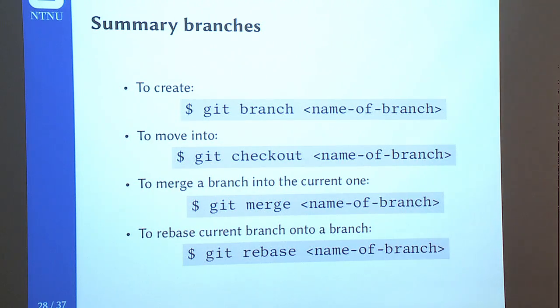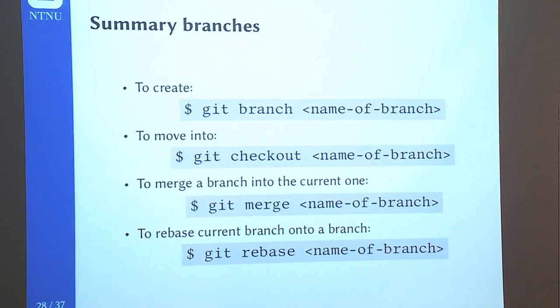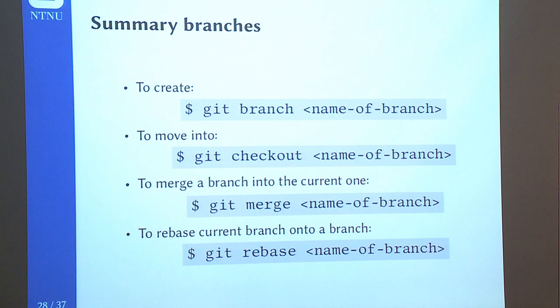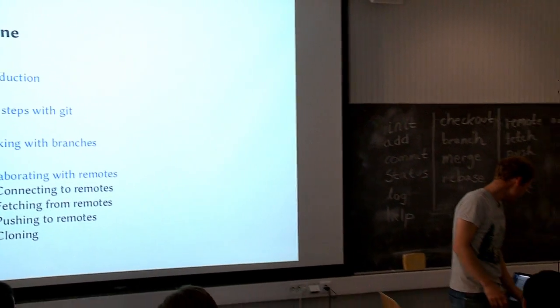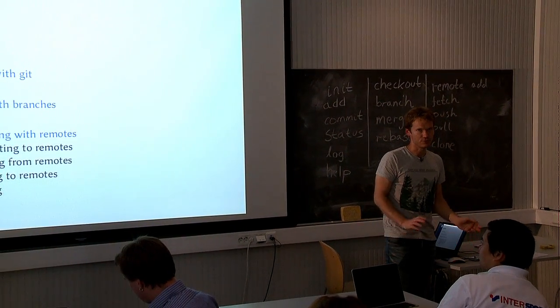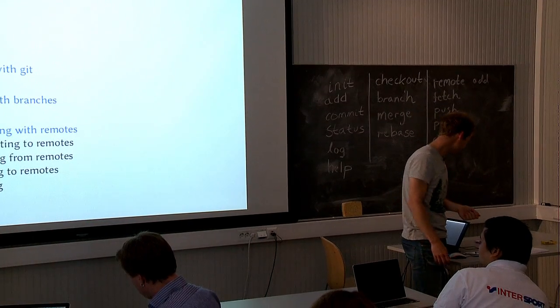I think actually we'll just continue. And actually I'm at the summary of the parts about branches, so I will just summarize the commands we have seen now. It was git branch to create the branch, checkout to move into it, and then you have two ways of merging. We can either merge or we can rebase. So for the final part, which actually will be quite short, there are some new commands there at the left part of the blackboard. I will just discuss some options for collaborating with others.